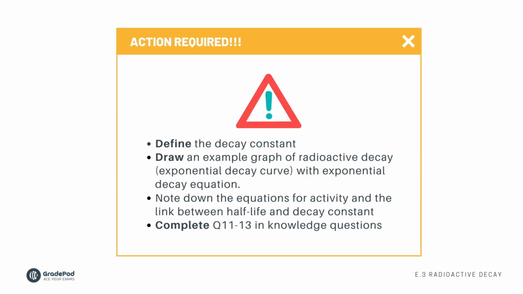Let's head to your revision note template, and in the comment definition section, write down the definition of the decay constant. In your example graph, we've previously shown how to calculate the half-life by graphical methods. It's now time to note down all the equations and all the exponential decay stuff that we've just learned. And finally, let's get questions 11 to 13 in your knowledge questions completed.